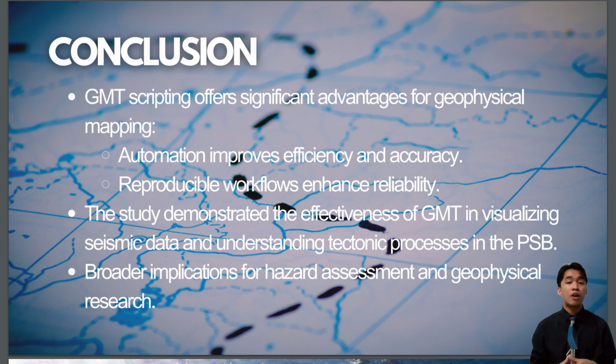GMT proved to be a powerful tool for visualizing complex geophysical data, offering a significant improvement over traditional GIS methods. This approach not only enhances our understanding of seismic activity in the Philippine Sea Basin, but also has broader implications for seismic hazard assessment and disaster preparedness in other tectonically active regions.